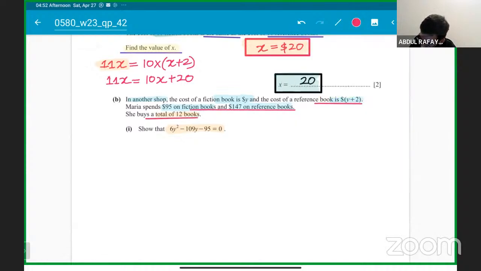Total number of books are 12. So tell me, if one book is costing Y dollars and Maria is spending $95, and I have to find out how many books she bought, what I will do is divide the total amount spent, $95, by the per-unit book price. That will give me the number of books. Guys, getting it? Everyone clear?